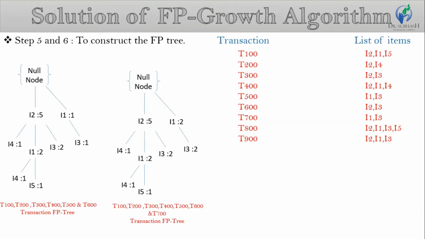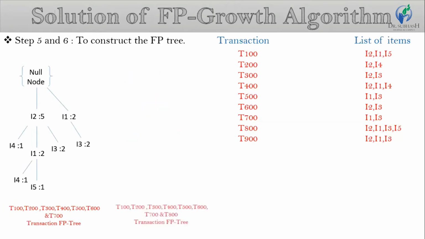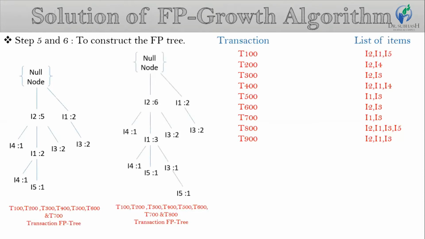And the next transaction is transaction T800 that contains the items I2, I1, I3, and I5, which would result in a branch where I2 is linked to the root, I1 is linked to I2, I3 is linked to I1, and I5 is linked to I3. However, this branch would share a common prefix I2 with the existing path for transaction T100. Then we increment the count of each item.